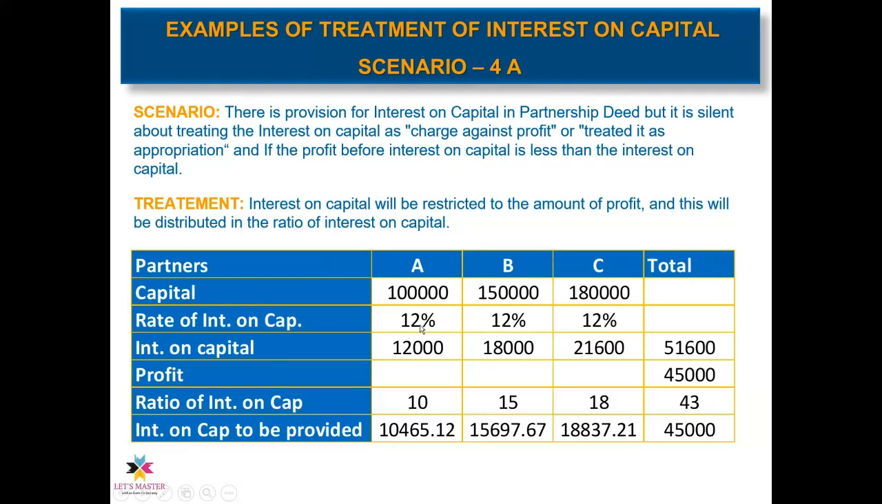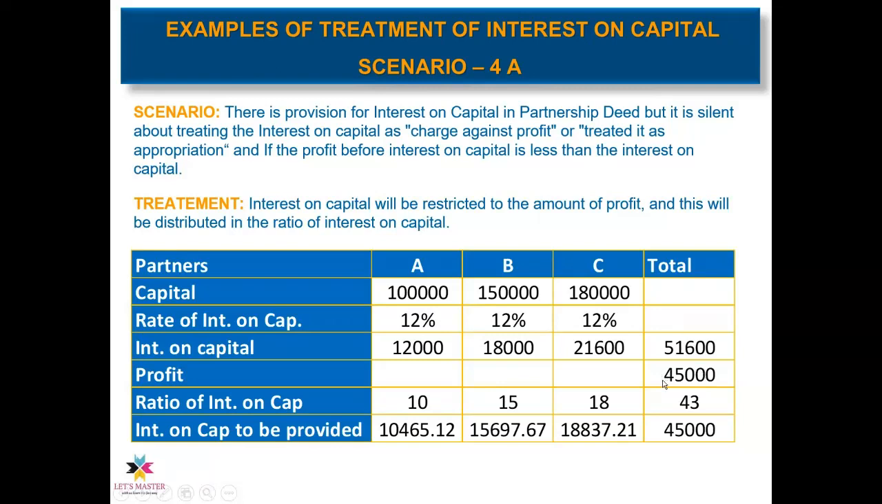The rate of interest on capital is 12%. The amount of interest on capital works out to be 12,000, 18,000, 21,600. So the total interest on capital due to all the partners amounts to 51,600, whereas the profit earned by the partnership firm during the accounting period is only 45,000.